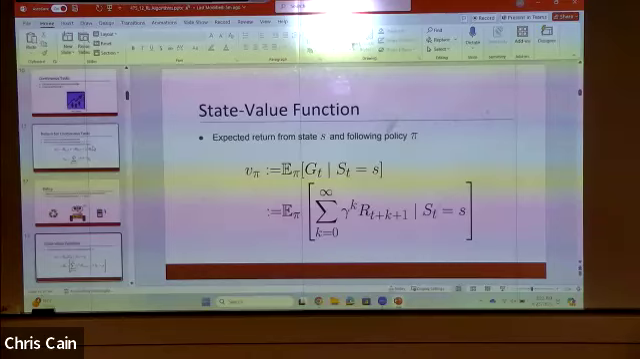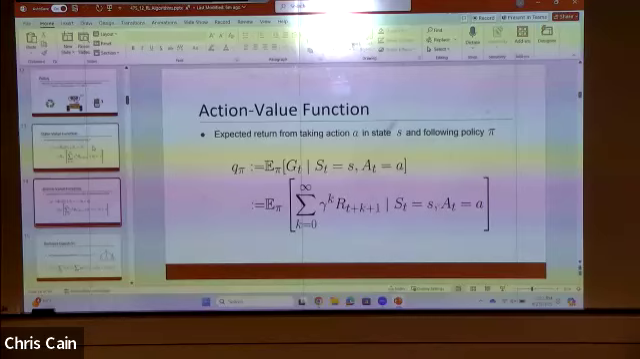We use that to determine the value of being in a particular state, given that you're following a particular policy. So if you're using a random policy and not an intelligent policy, what is the value of starting a game of tic-tac-toe against an expert? You can start to answer questions like that if you're able to figure out the value of being in a particular state.